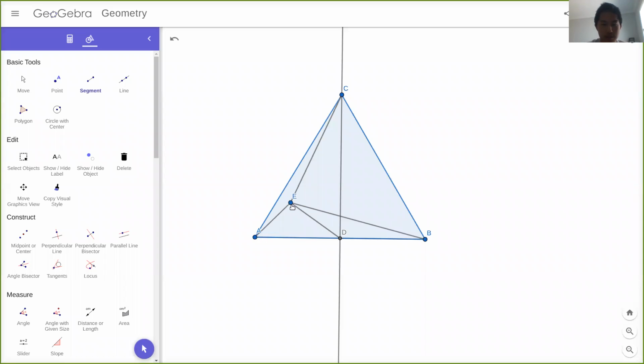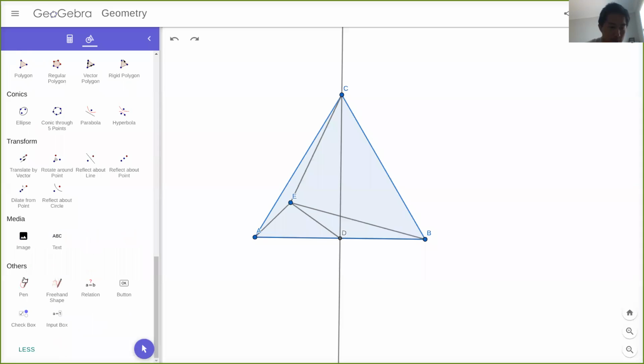Now we want to show that, okay, so let me just go over the problem. Sorry for the wait. So now we want to show that this angle right here plus this angle right here is 180 degrees. Now, how do we do that?